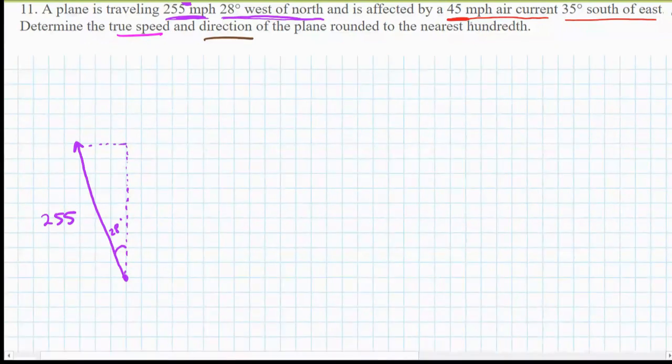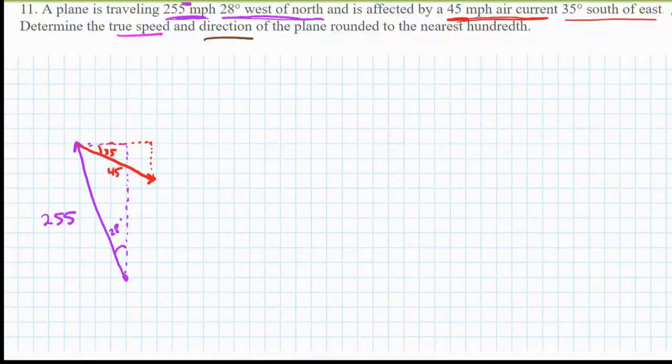My second vector is the air current. I'm going 35 degrees south of east. So east is this direction here. I'm going south of that, so I'm turning kind of clockwise south of east, and I'm going 35 degrees. So let's call that 35 degrees. Again, I tried to go as much to scale as possible, but it's obviously not perfect. My magnitude here is 45.